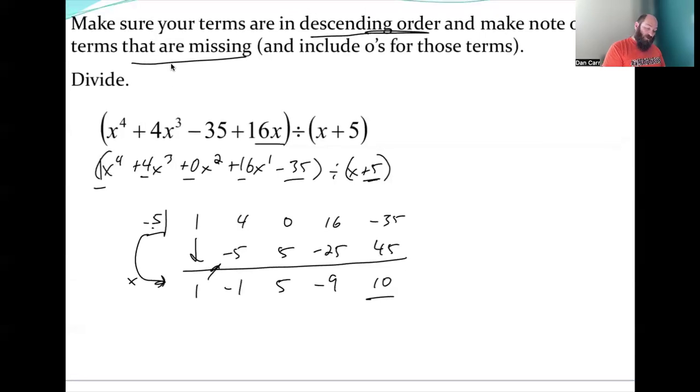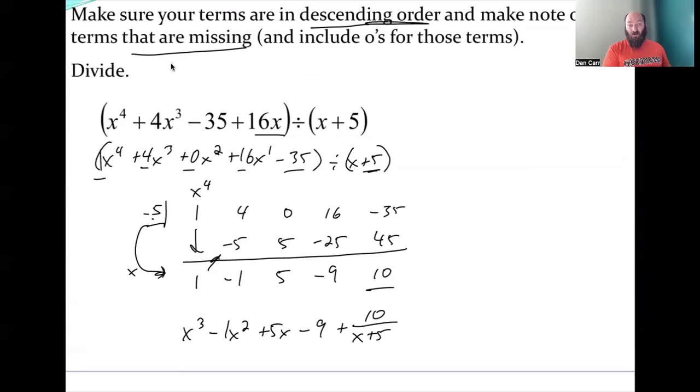So that means my polynomial that results from this is going to be, since I started with x to the 4th, I'm just going to drop down 1 degree. So it's going to be 1x cubed minus 1x squared plus 5x minus 9 plus 10 over x plus 5. Okay, and that is it for today.